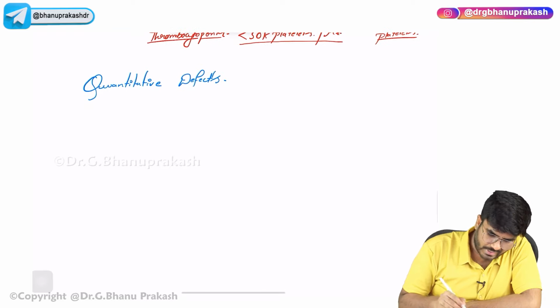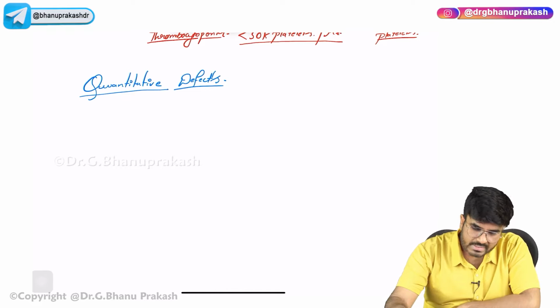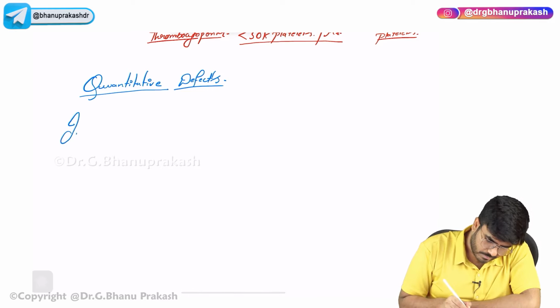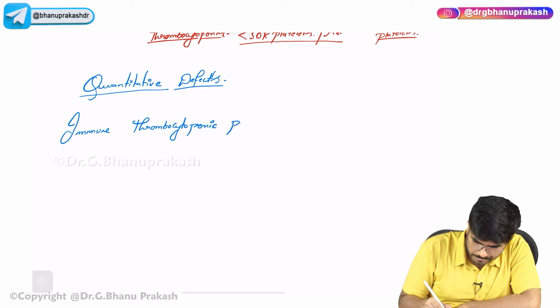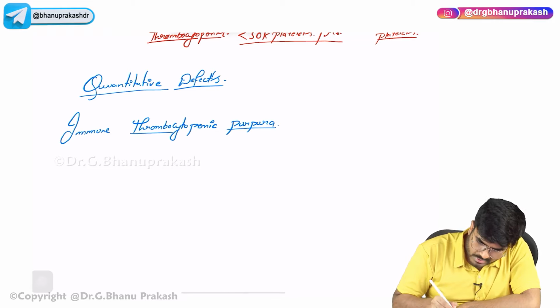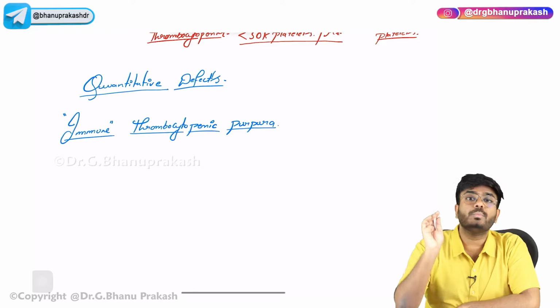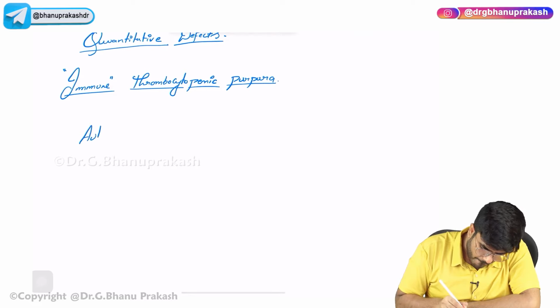Now under quantitative defects, the first disorder that I am going to discuss here is called immune thrombocytopenic purpura. So what exactly is this immune thrombocytopenic purpura? In the name itself, it's very clear, immune system. It's the immune system which is causing the problem. It's an autoimmune condition, first of all.